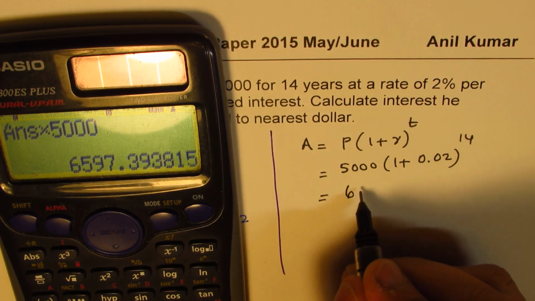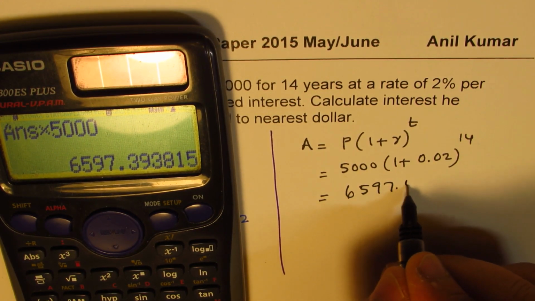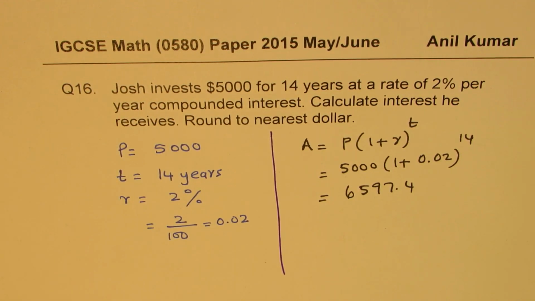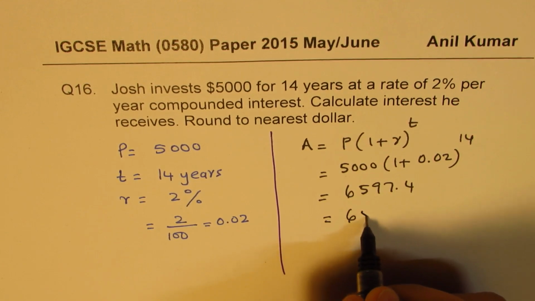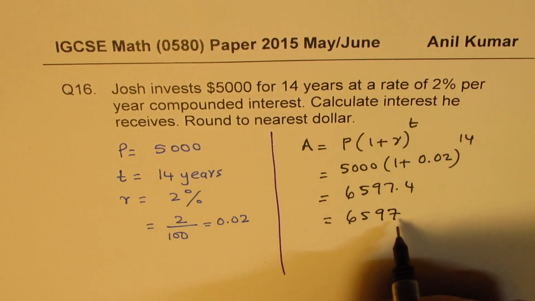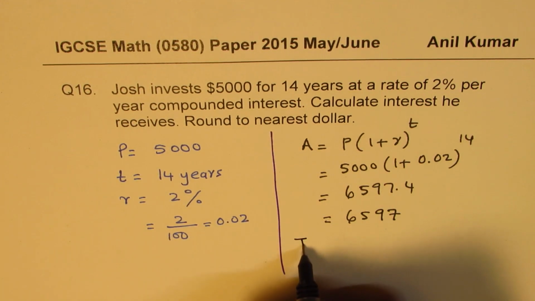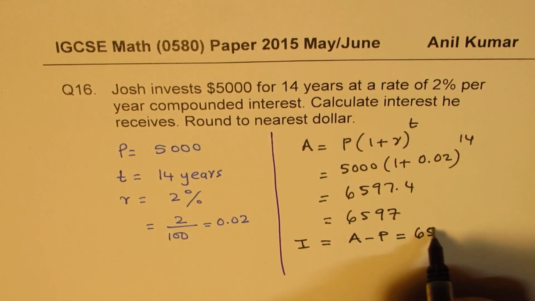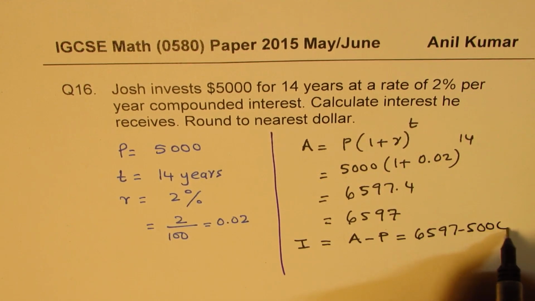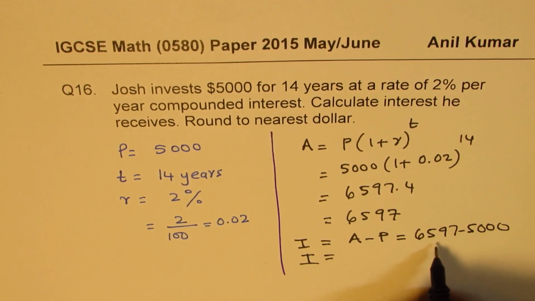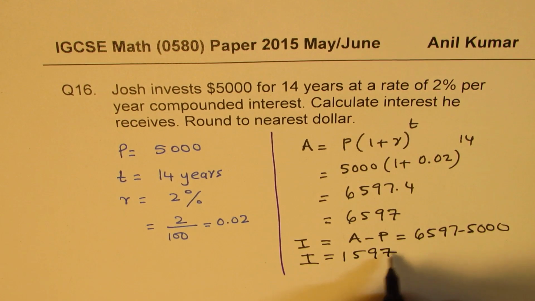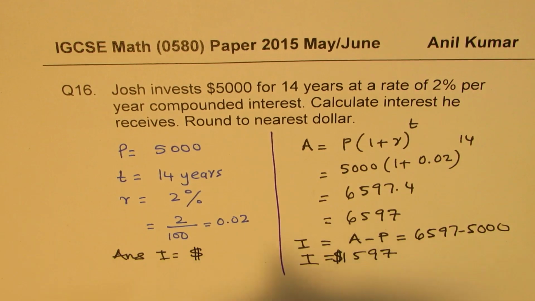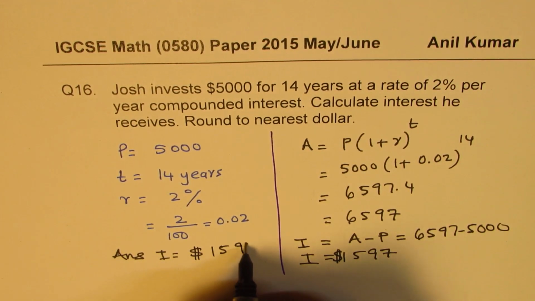That gives us 6597.4. So that is the amount. Calculate interest, round to dollars. So we'll just round to 6597. That is the amount received after 14 years. So what is interest? Interest is the difference between A and what you invested. So it is 6597 minus 5,000, which is clearly equal to $1,597. So our answer here is interest equals $1,597.